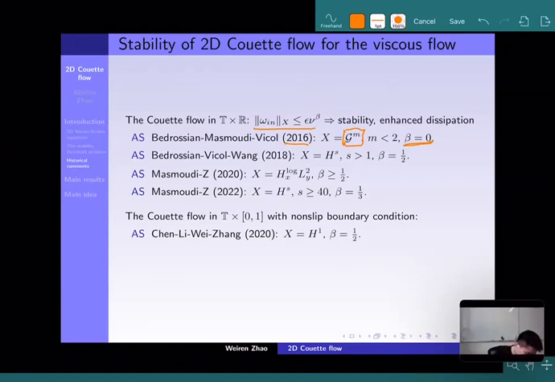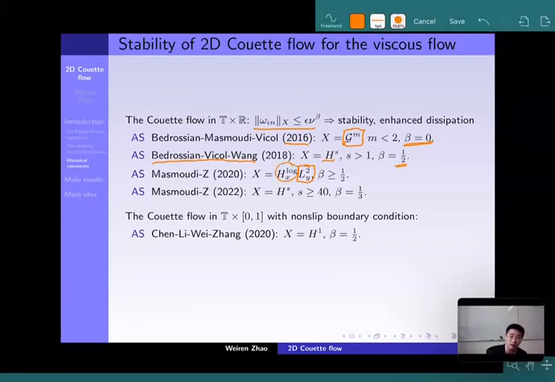And then later, Bedrossian, Vicol and Wang proved that if your initial data is in some Sobolev space, then if you also want to obtain some stability and enhanced dissipation result, you need the beta to be half. Then this result was later improved by Masmoudi and myself. We can weaken their regularity requirement. Indeed, we proved that in the y direction we don't need any regularity assumption, so it's in L2, and in the x direction we only need some logarithmic regularity.